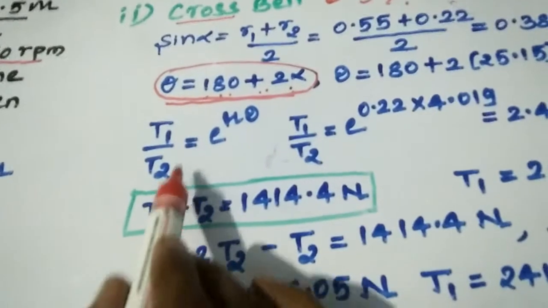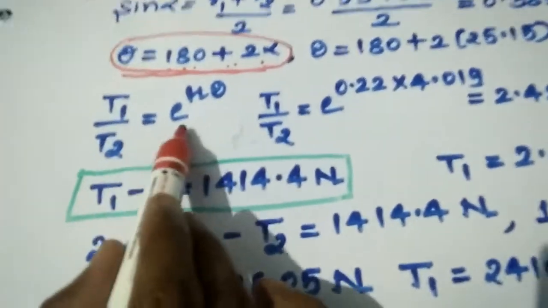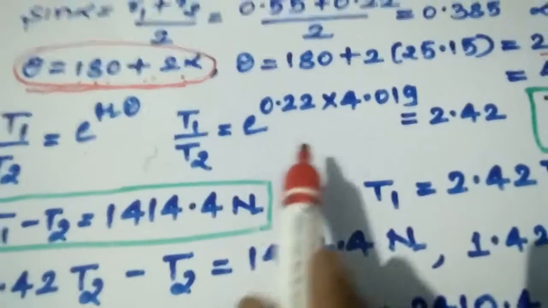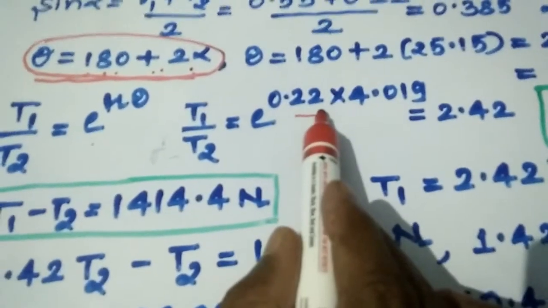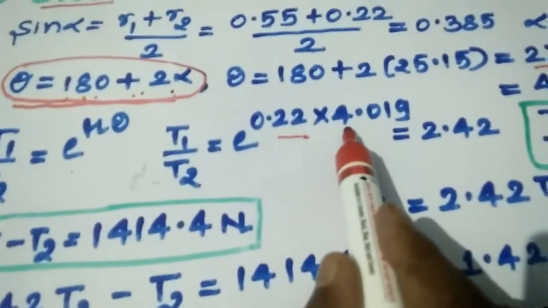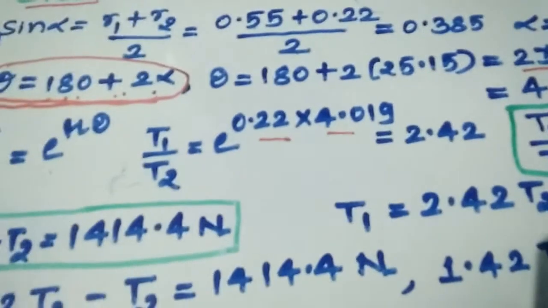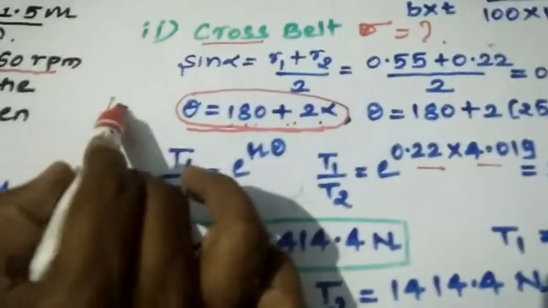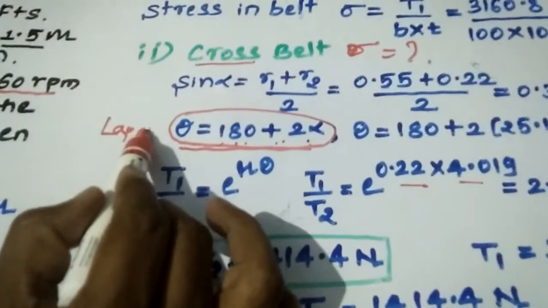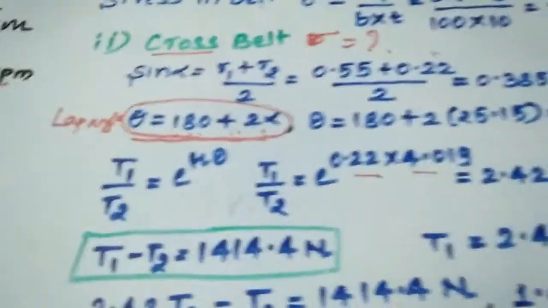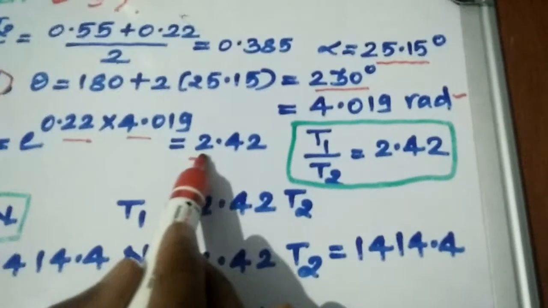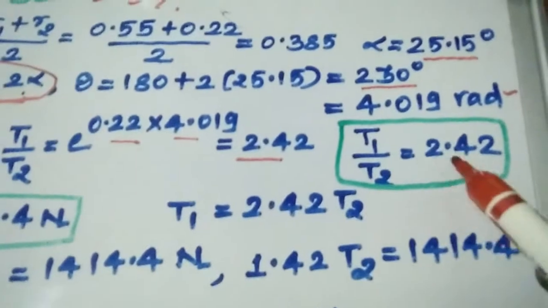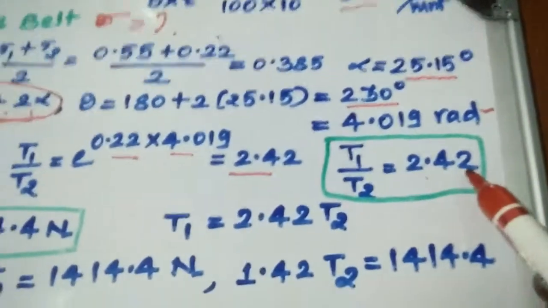Then once again you use the formula T1 by T2 equals e raised to mu theta. Mu, the coefficient of friction, is already given, and theta is the lap angle you got from this formula. Finally you will get T1 by T2 equal to 2.42.